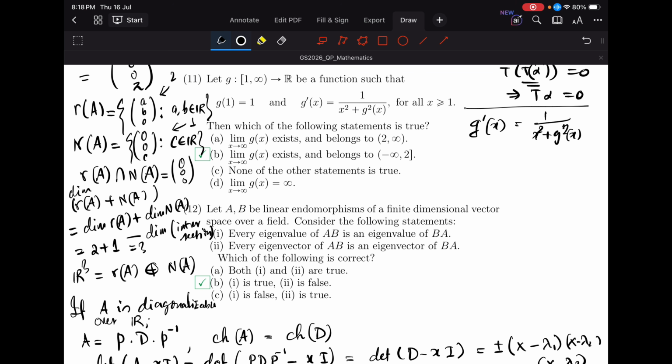Okay, so from that we have, first observation, g'(x) is strictly greater than 0 when x is greater than or equal to 1. This is the first observation. And the second observation is that g'(x) is less than or equal to 1/x², because x² + g²(x) is greater than or equal to x². So just taking the reciprocal, you have g'(x) is less than or equal to 1/x².